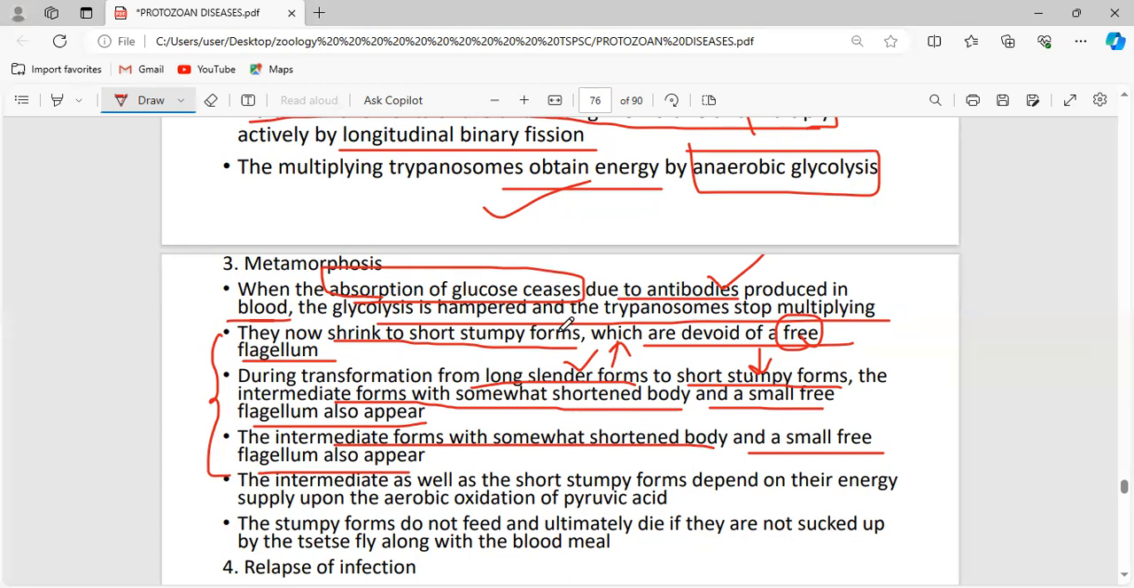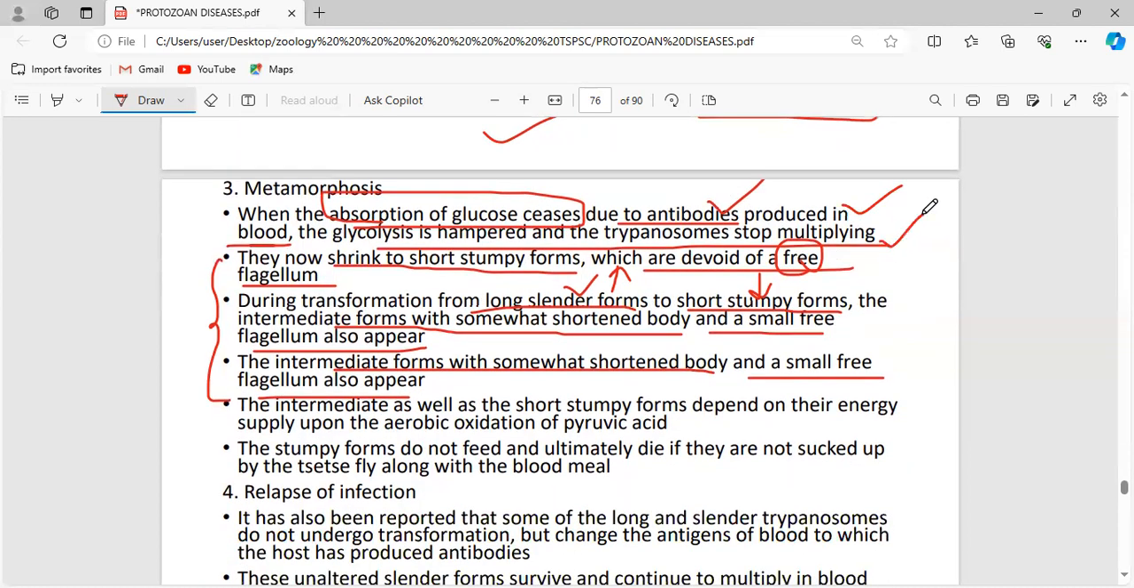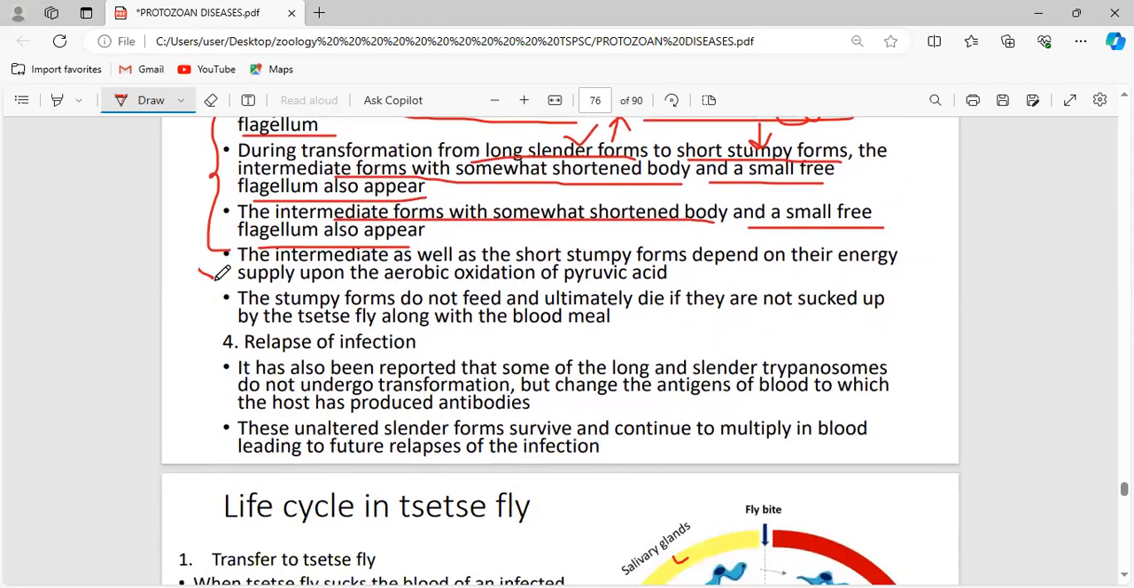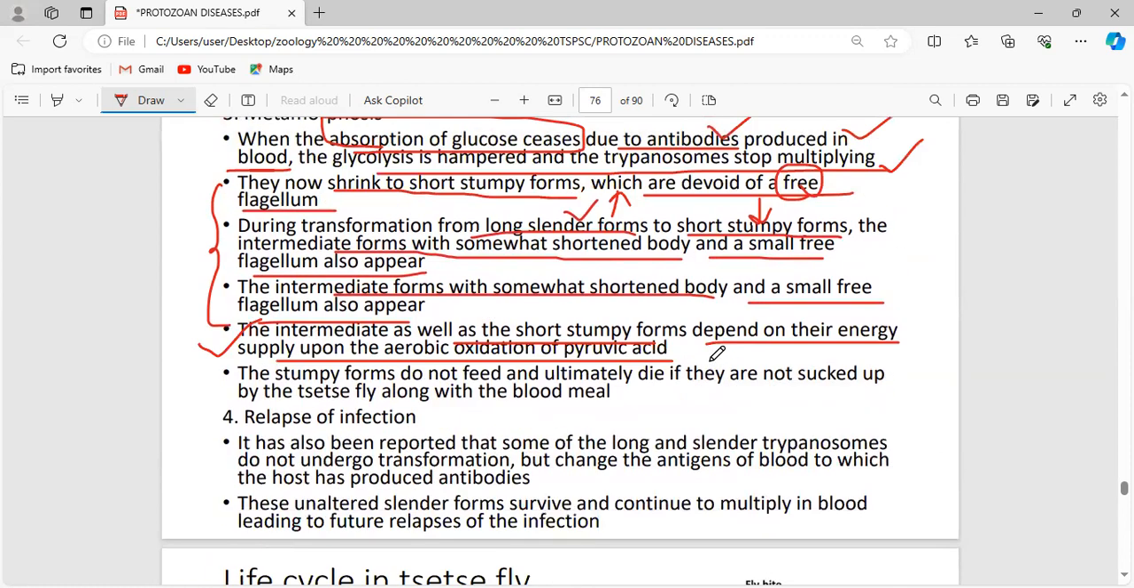You have to remember that after they stop taking energy from glycolysis due to the presence of antibodies, they stop multiplying, and then undergo some structural changes, from long to short, or the intermediate forms, with flagella or without flagella. These are all the structural changes. Now, the intermediate forms as well as the short stumpy forms depend for their energy supply on the aerobic oxidation of pyruvic acid.